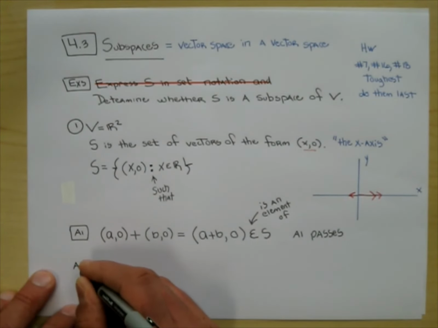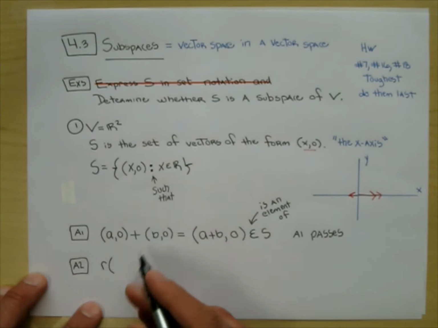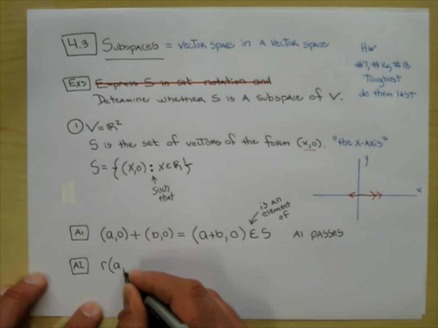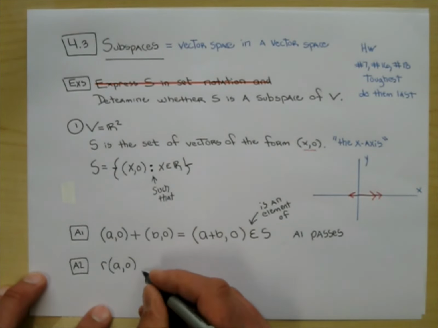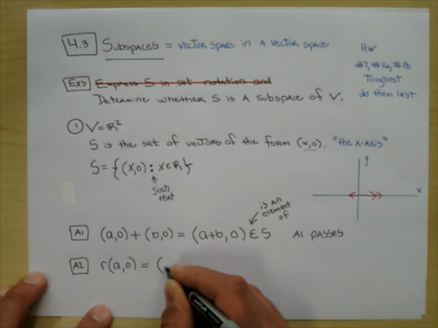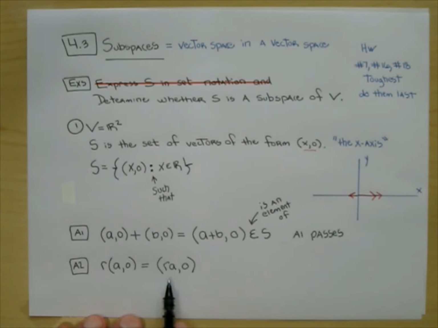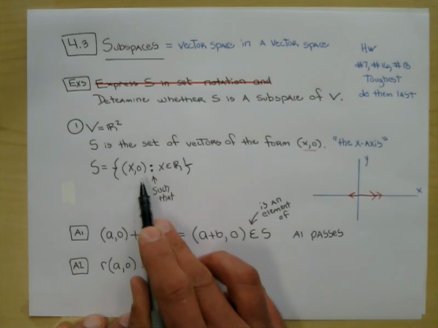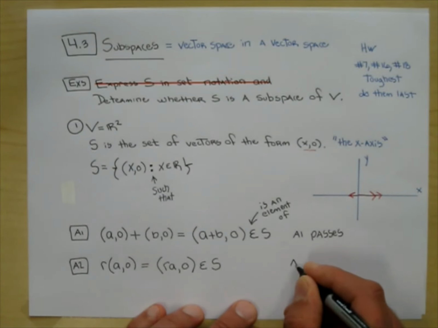So now let's look at Axiom 2. Axiom 1 says closed under addition. Axiom 2 is closed under scalar multiplication. So we pick a scalar like R, and we take a creature from set S. I'll just go A, 0. When I do the multiplication, do I get a creature that is in set S? Let's see. So this would be R, A, R times 0 is 0. Is this guy in S? He is, because to be in S, your second coordinate has to be 0. So this guy is in S as well. So Axiom 2 passes.